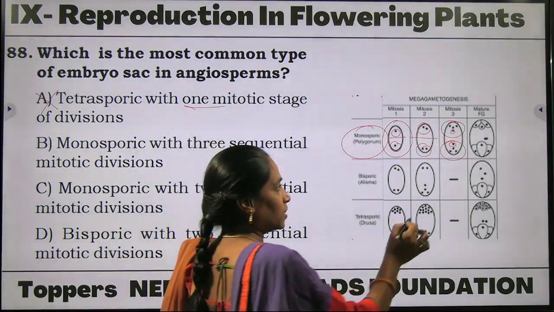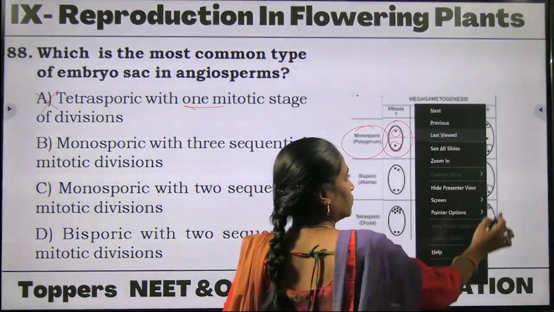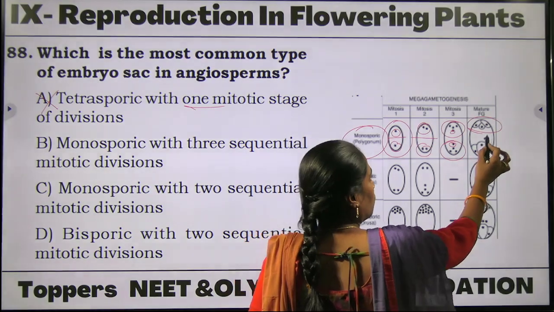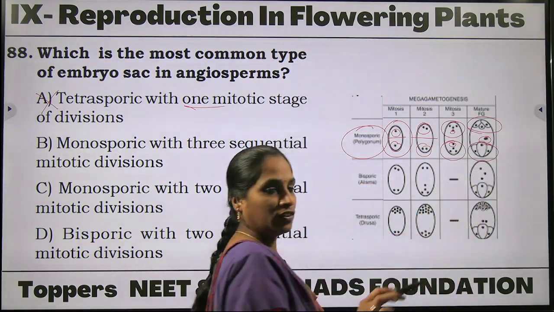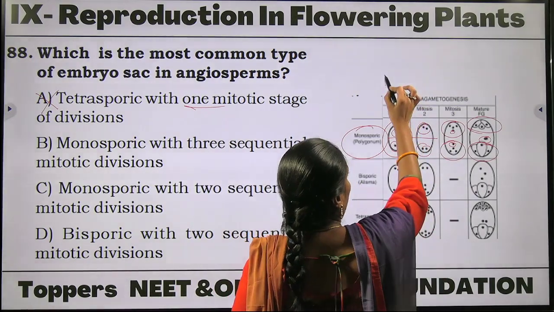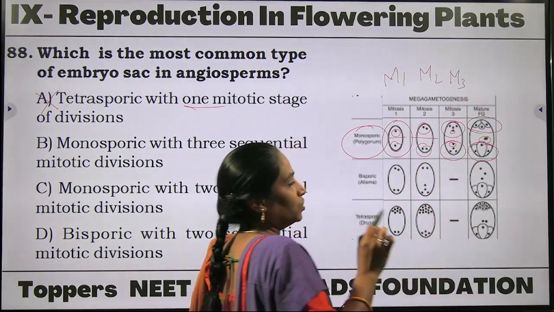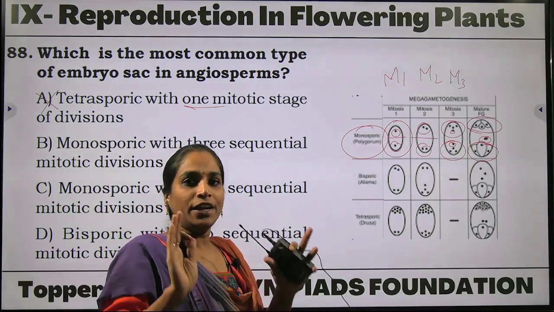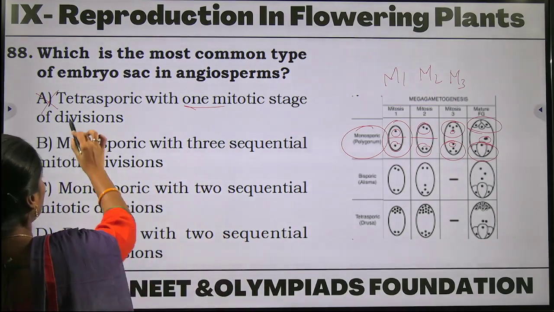into the central region. So after the third mitotic cell division, we can observe clearly 3 antipodal cells with 3 nuclei, 2 polar nuclei in a single central cell, and 3 cells with 3 nuclei, 1 in the egg cell and 2 nuclei in the synergids. Okay, so mitosis 1, M1, M2 and M3. Okay, so these mitotic cell divisions will make the embryo sac form an 8 nucleated and 7 celled stage embryo sac.